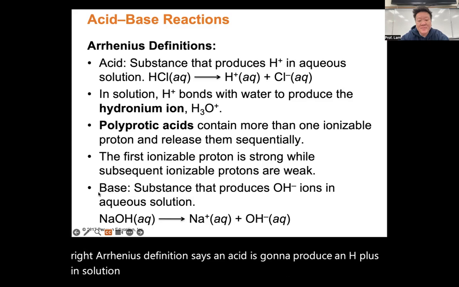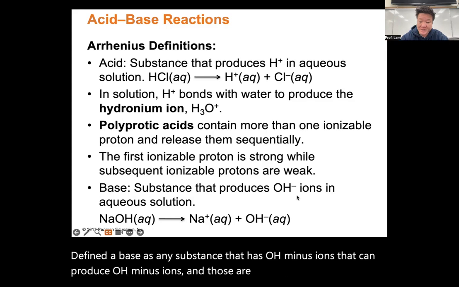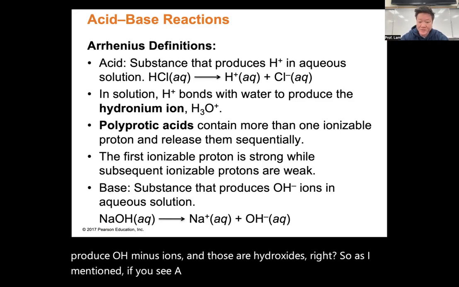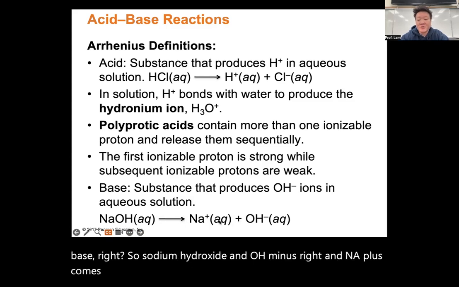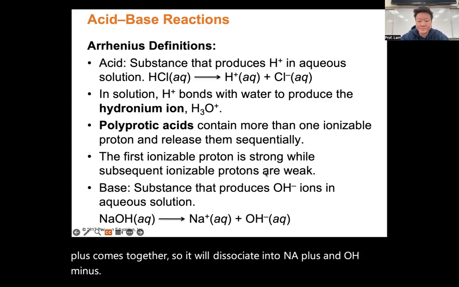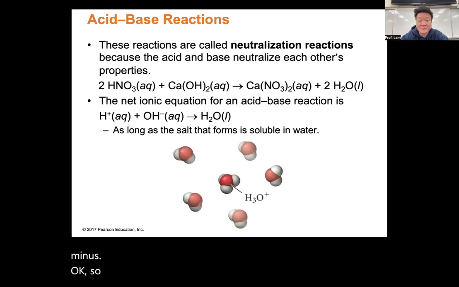So then what is a base? Arrhenius defined a base as any substance that can produce OH minus ions. And those are hydroxides. As I mentioned, if you see a hydroxide of any sort, it's going to be a base. So sodium hydroxide, Na plus and OH minus come together, so it will dissociate into Na plus and OH minus. So when an acid and a base come together, we call these neutralization reactions.